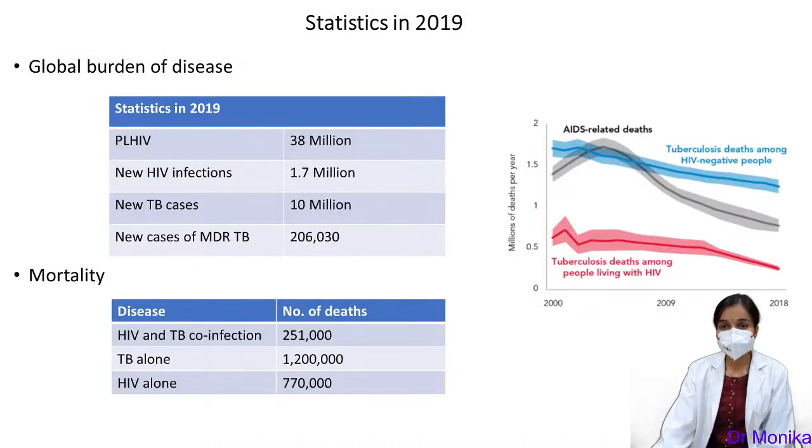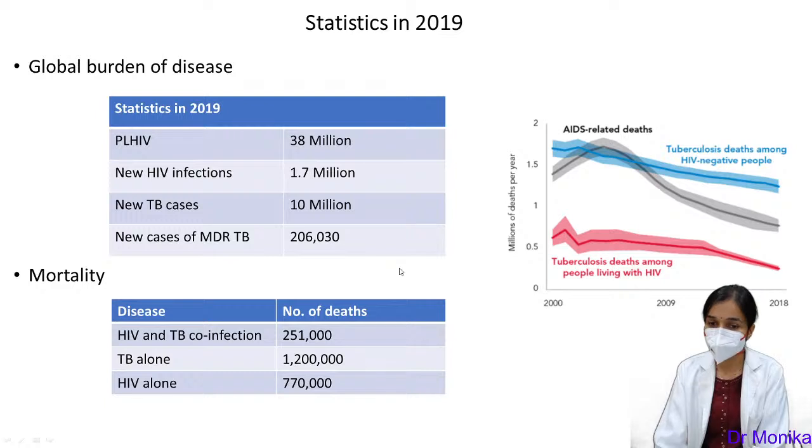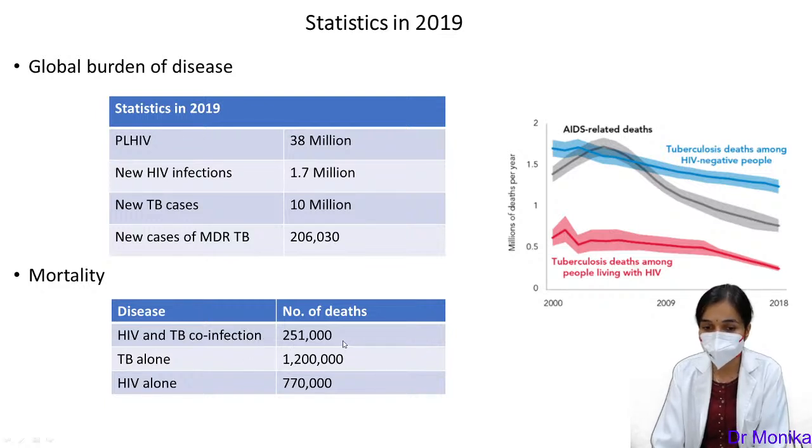Coming to the statistics recorded in 2019, the total number of estimated people living with HIV is around 38 million, while total new HIV infections were estimated at around 1.7 million. The total new TB cases were around 10 million, while the total new cases of MDR-TB were around 206,030. If we see the mortality data, deaths due to TB-HIV co-infection were around 251,000, while because of TB alone it was around 12 lakhs, and because of HIV alone it was around 7,70,000.